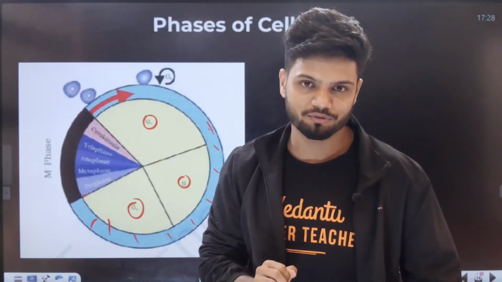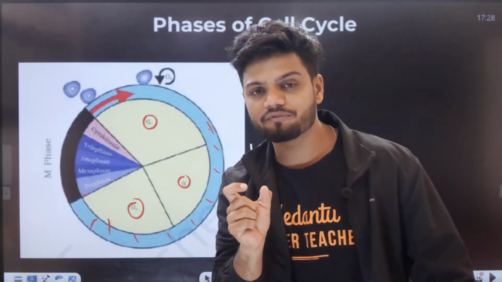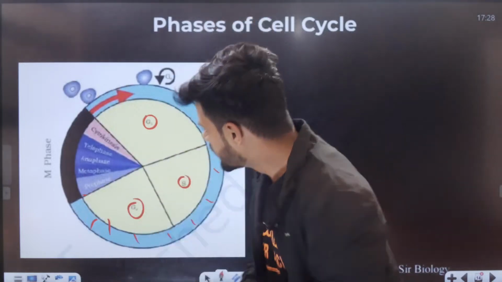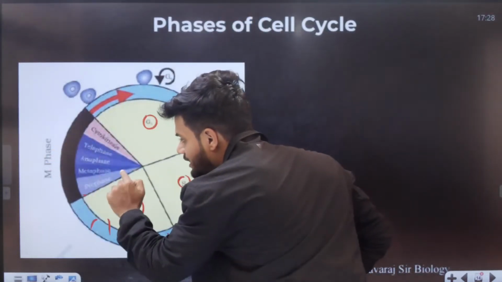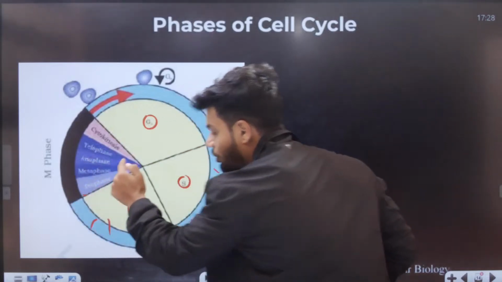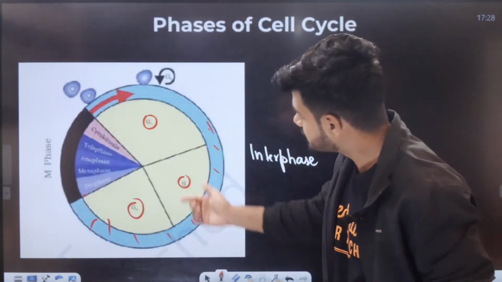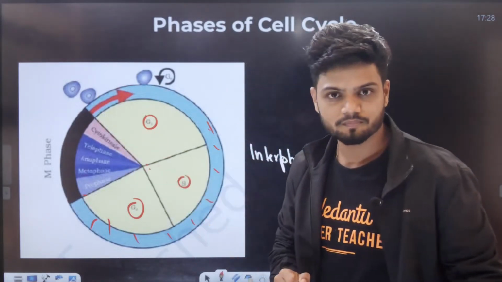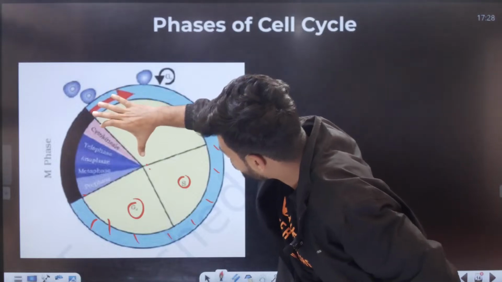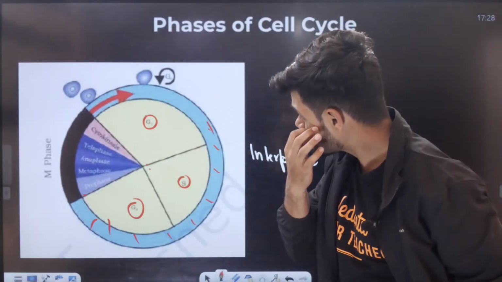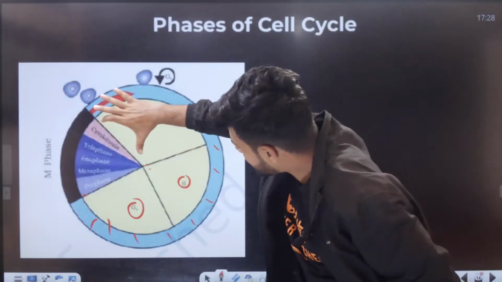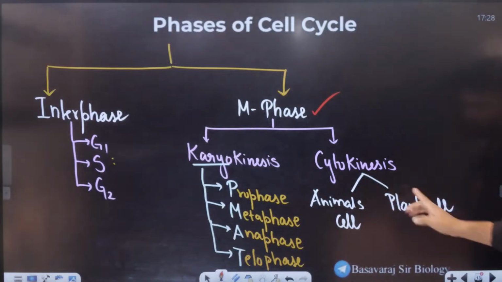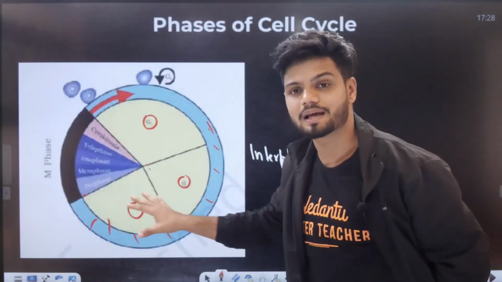Now listen to me very carefully. I told you the entire M phase is divided into karyokinesis and cytokinesis. Yes or no? Yes. Now do you notice here? This entire dark purple region is called karyokinesis because it has PMAT: prophase, metaphase, anaphase, telophase. And this light pink region, saffron or salmon color, is the cytokinesis. Clear, students? This entire thing is called the cell cycle.